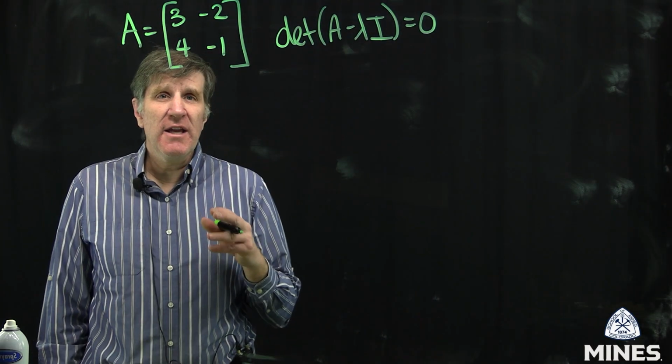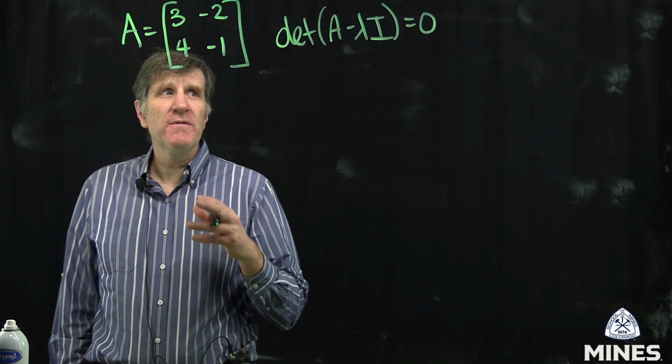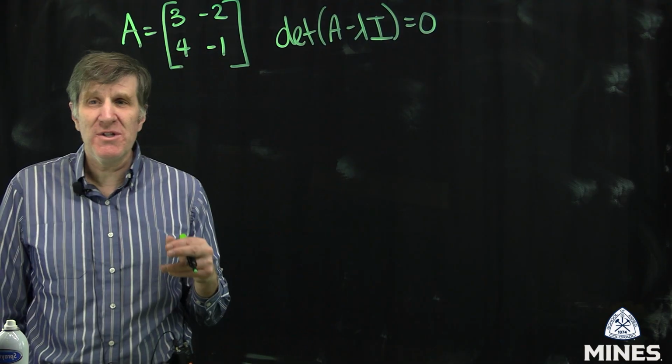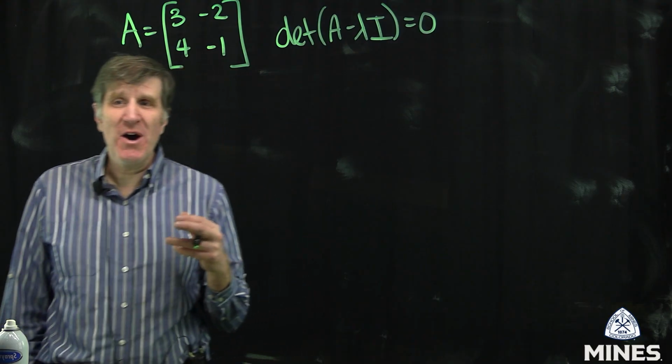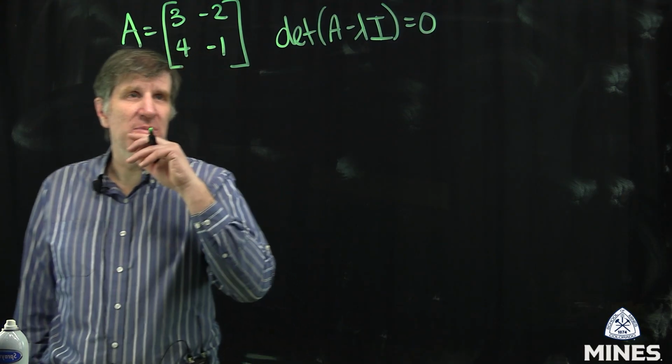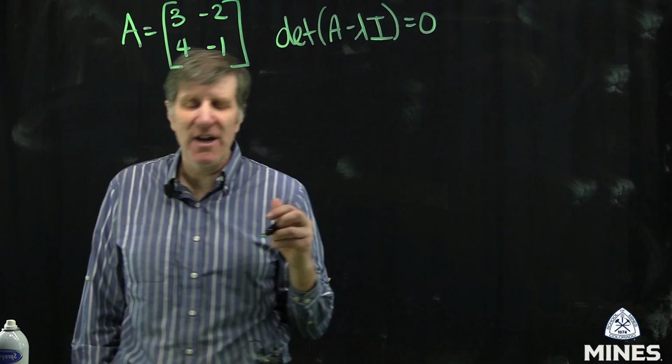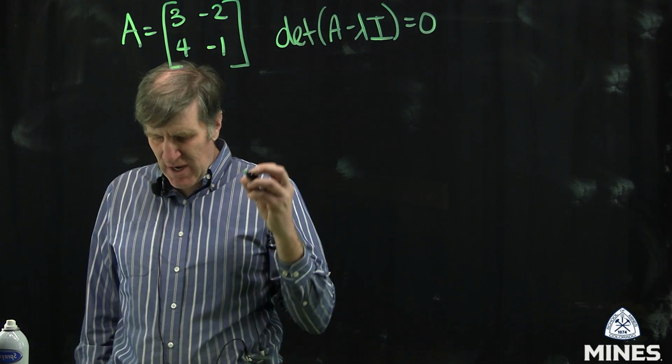All right, an eigenvalue, eigenvector problem. We're going to find the eigenvalues and eigenvectors for this matrix. In this case, they're going to be complex. So it's an example of how to deal with complex eigenvalues and eigenvectors. And it's a good day for complex numbers.